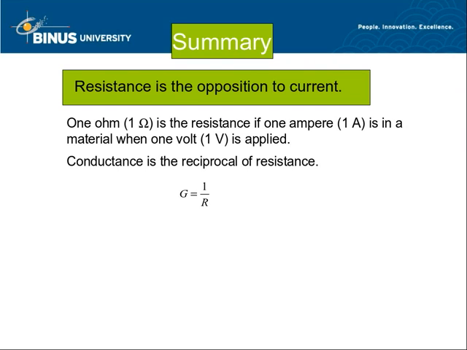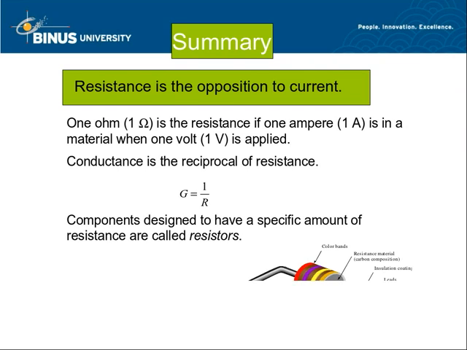Here's a picture of a single resistor. It has a color band to identify the value of the resistance, and inside it there's carbon composition that forms the value of the resistance, and 2 leads for soldering into a PCB.